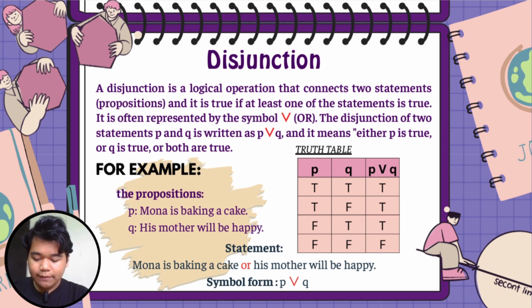For example, the question is to combine the statements by using disjunction. Given that P is Mona is baking a cake and Q is his mother will be happy. Then the statement by using disjunction is Mona is baking a cake or his mother will be happy. The symbol form is P or Q.